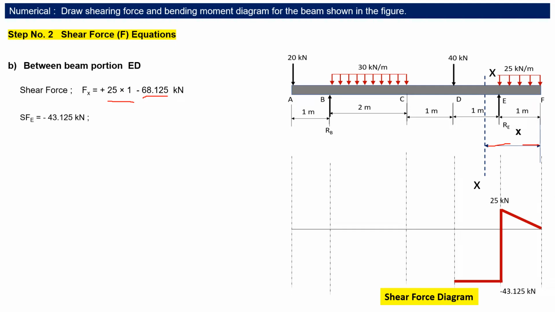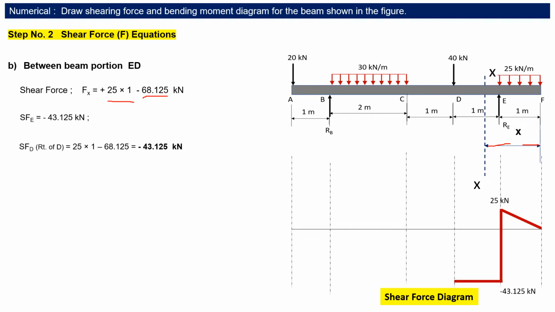25 into 1, that will be the total, and it does not depend upon the x distance. This one, and RE, which is acting vertically upward. So shear force at E is minus 43.125, which we have already calculated. And now you can see here from E to D, there is no load, so no extra load is acting. That means shear force will remain constant between E and D, and we can draw the horizontal line at minus 43.125 kilonewton.